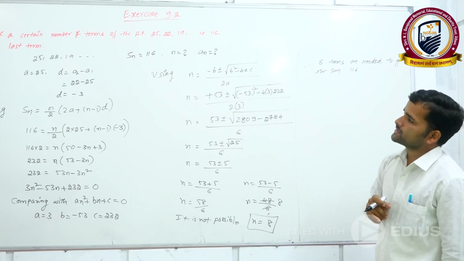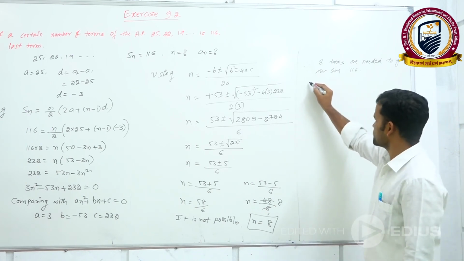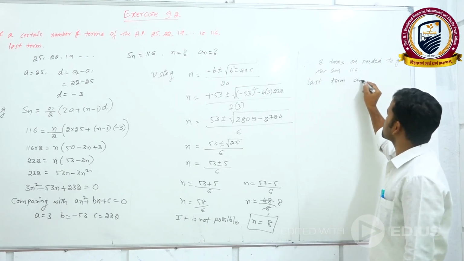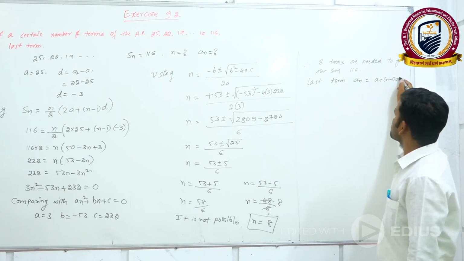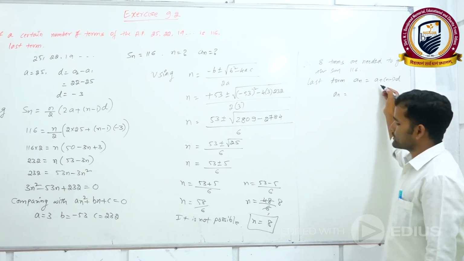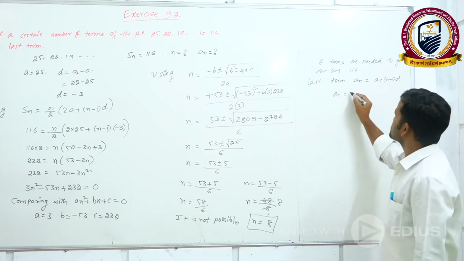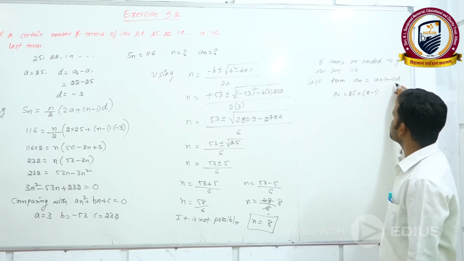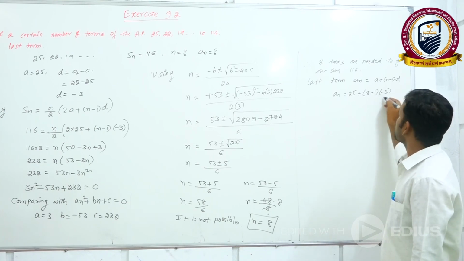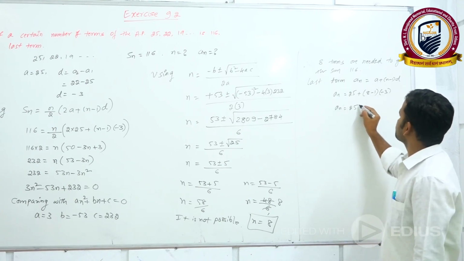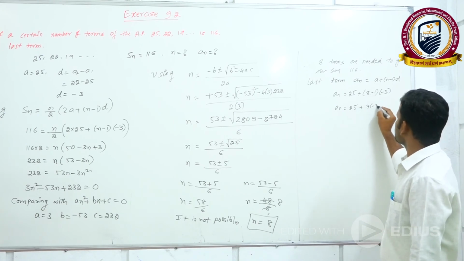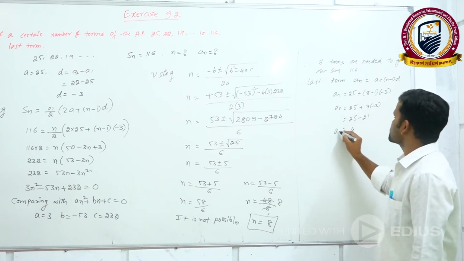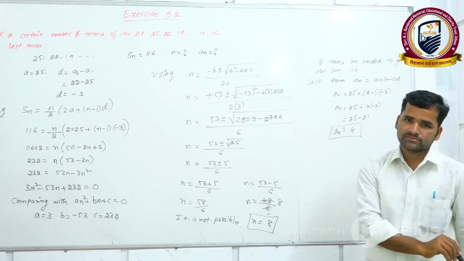Now going to the actual question. What is that? Find the last term. To find the last term, we will use the formula an is equal to a plus n minus 1 into d. What is a here? A is directly given to us, that is 25, plus n, 8 terms we got, 8 minus 1 into d, which is already known to us, that is minus 3. An is equal to 25 plus 7 into minus 3, 25 minus 21. So the answer is 4. Means the last term is 4.